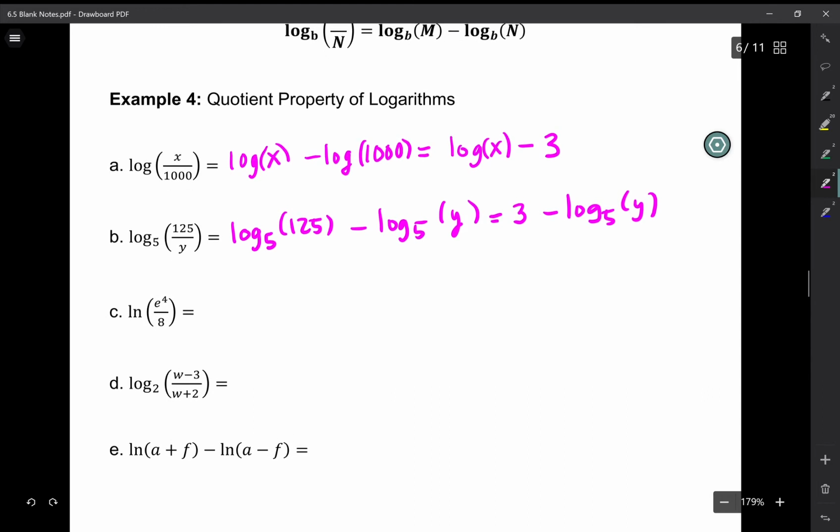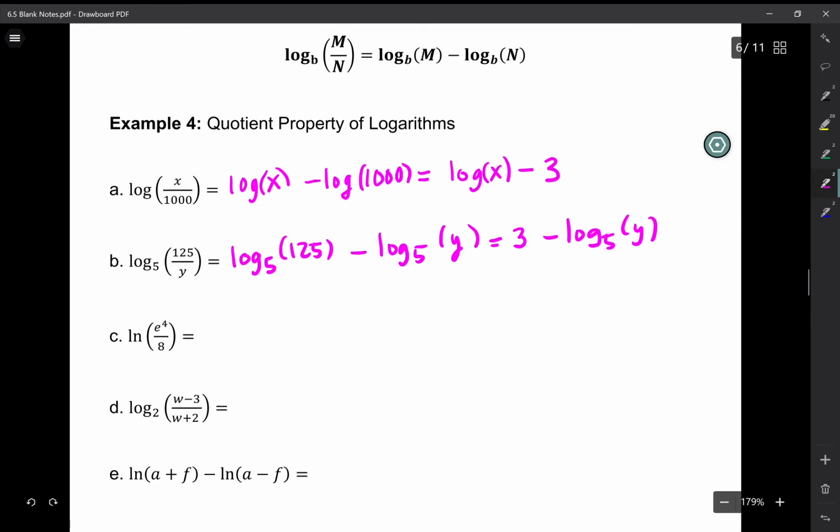All right, why don't you try C, D, and E now? And be warned that E is another example of where you have to work right to left on a formula. All right, hopefully you were able to do these. If not, we're going to go over them right now.